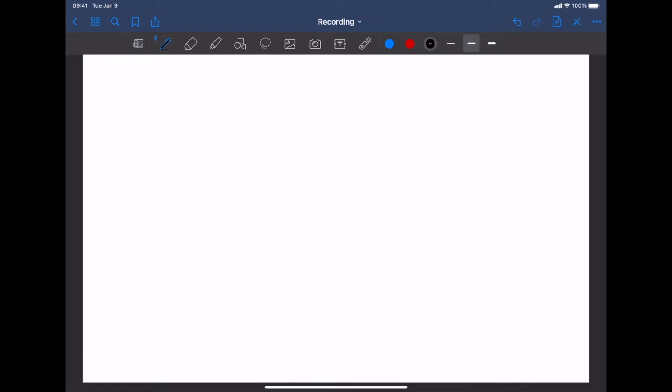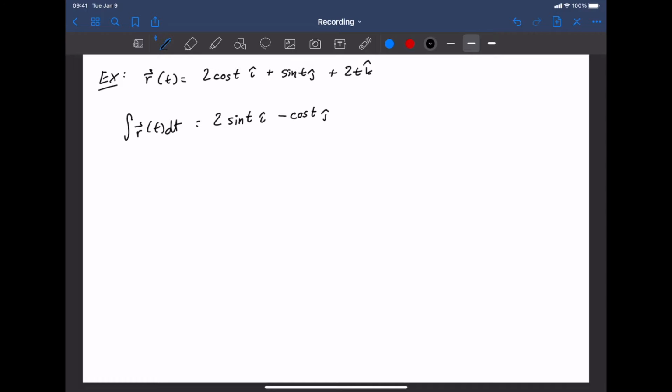So what would an indefinite integral look like? So example 2. If r of t was 2 cosine t in the I plus sine t in the j plus 2t in the k, what would the integral of r of t look like? So we could just go through and anti-differentiate each of these components, but I want to say one big caveat. So we'd obviously have a 2 sine t in the I, a negative cosine for the integral of sine in the j, and a 2t would turn into a t squared in the k component.